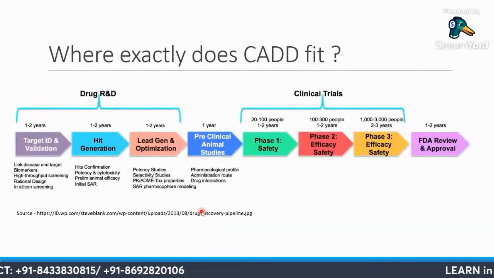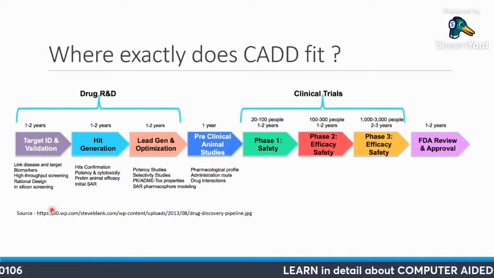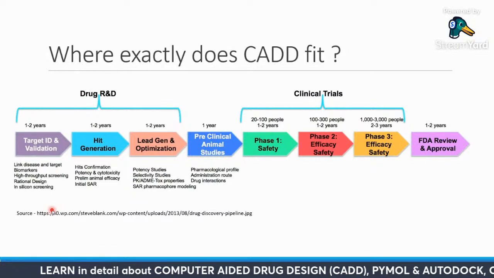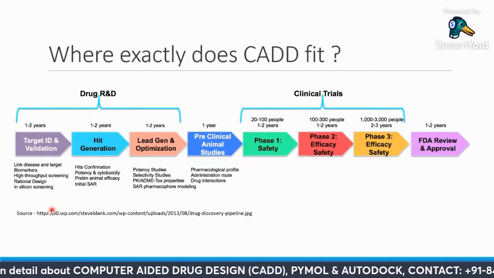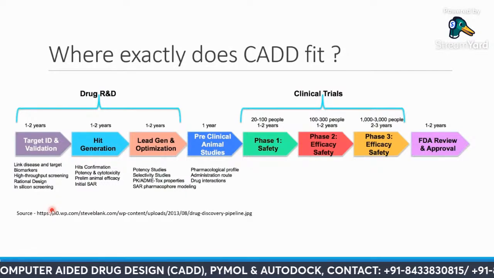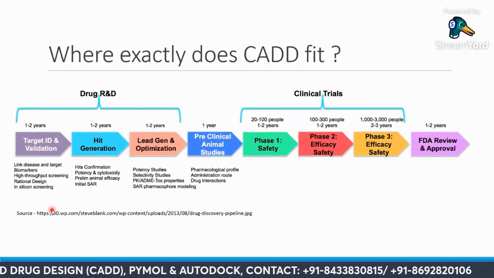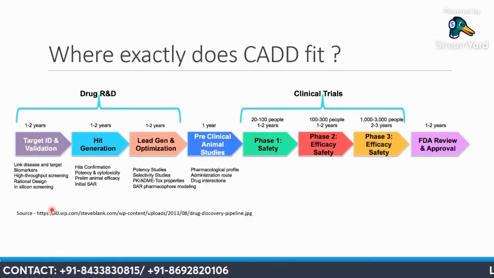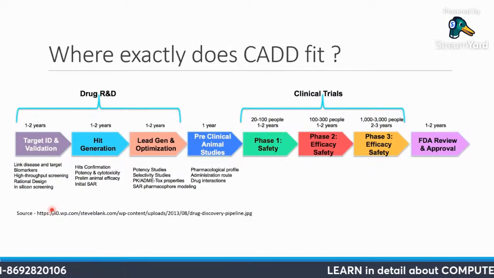Anyway, this hit generation step is where computer aided drug design starts coming into the picture. Because now you have the idea of which pocket you need to inhibit, or which pocket the small molecule needs to fit. By pocket I mean the pocket in the protein, a binding site in the protein. So we have a general idea of what is the structure of the binding site. Accordingly, now we need to make small molecules that will go and bind inside the binding site.